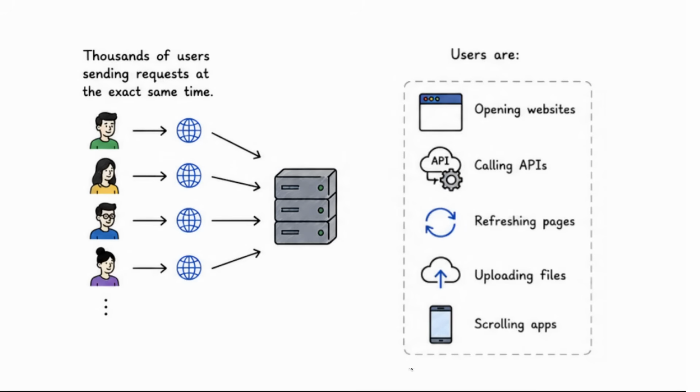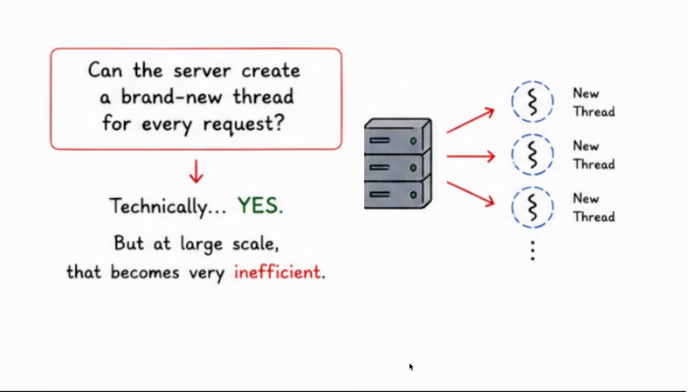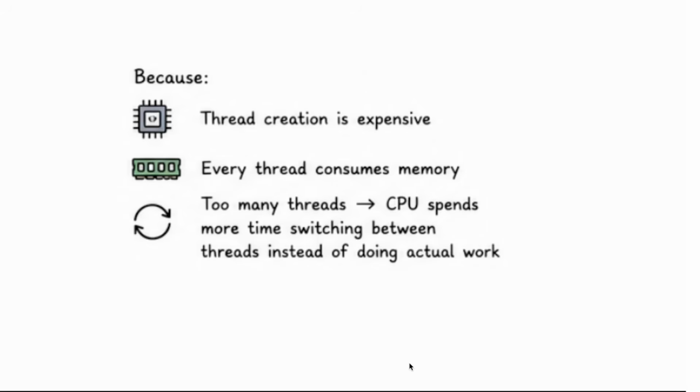Some users are opening websites, calling APIs, refreshing pages, uploading files, scrolling applications. Now think about the server side. Can the server create a brand new thread for every incoming request? Technically, it's possible, but at large scale, that becomes very inefficient because thread creation is expensive.